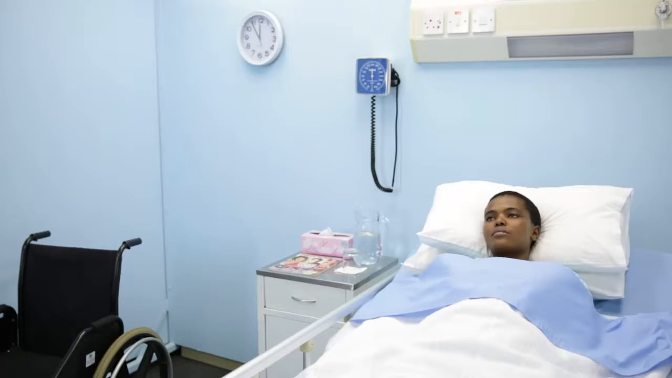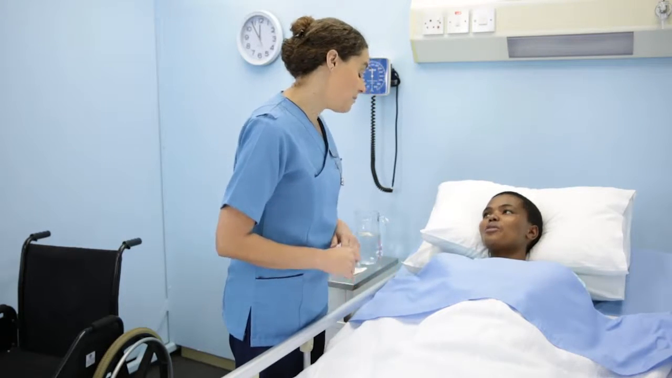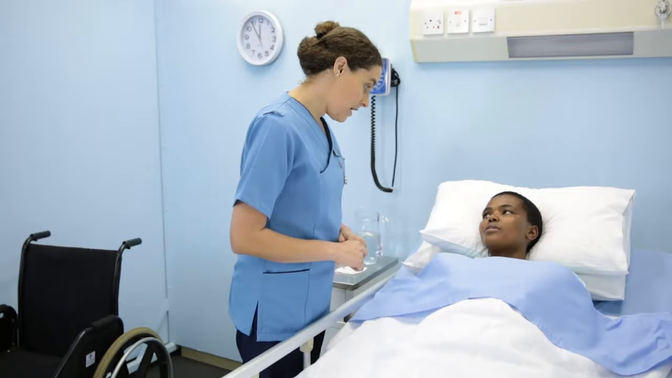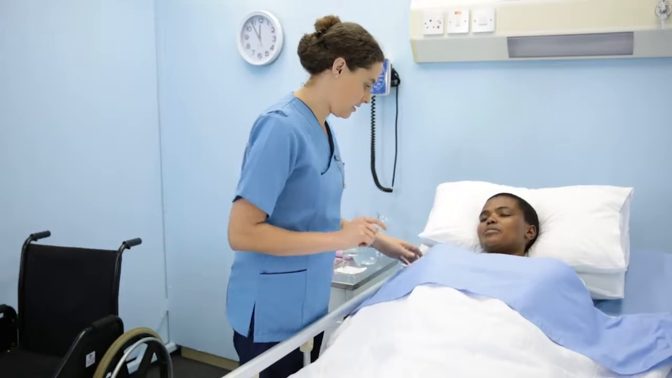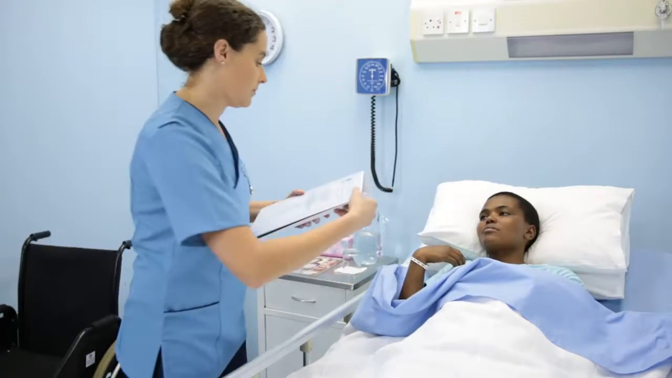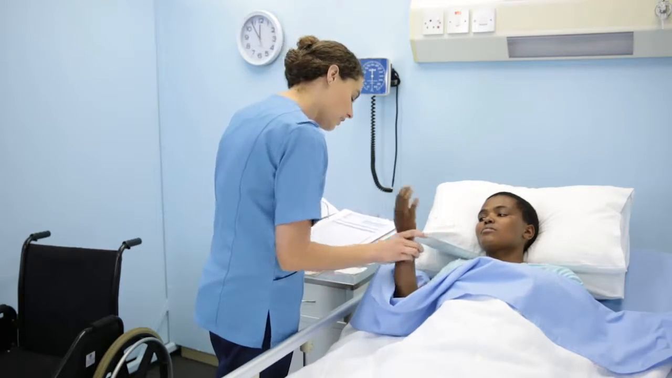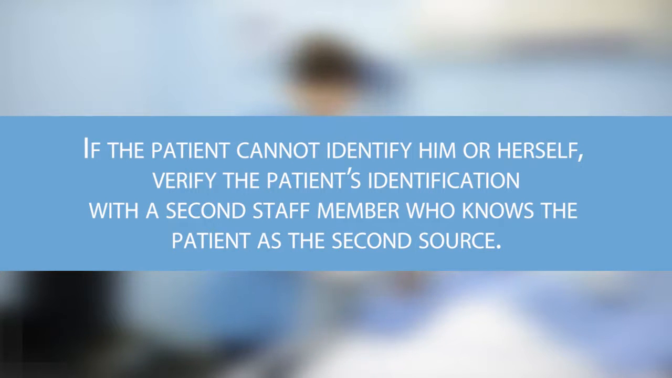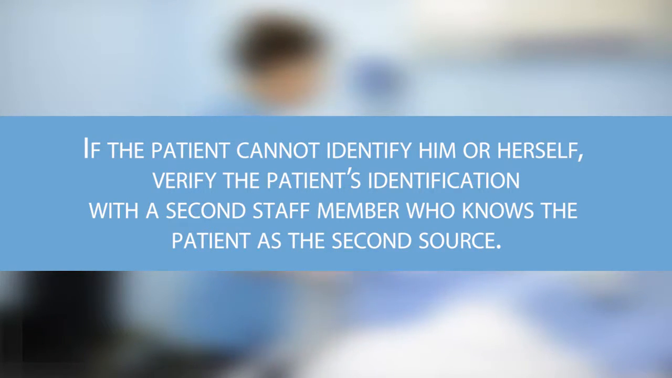Assessment. Identify the patient. Greet the patient and introduce yourself. Ask the patient to state his or her name. Check the patient's name and identification number on the patient's identification bracelet. Compare the patient information with the patient's records. If the patient cannot identify him or herself, verify the patient's identification with a second staff member who knows the patient as a second source.